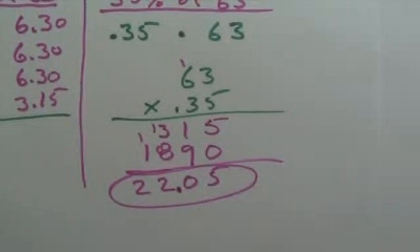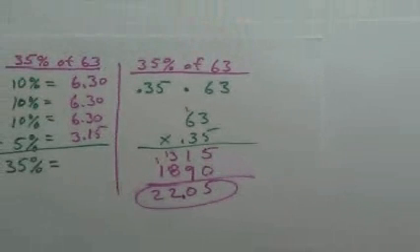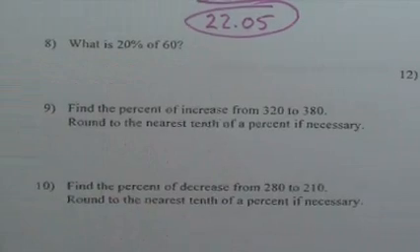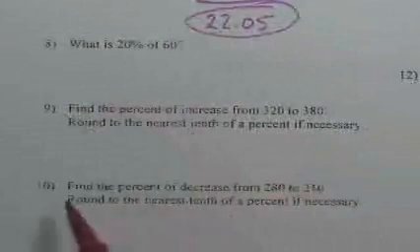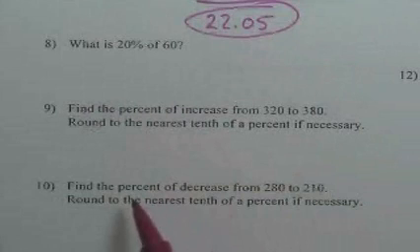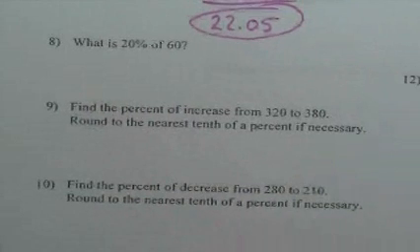22.05. Okay, so that is 35% of 63. You could do number 8, which is just like that. Number 9, you can do that one. I'll do 10, which is just like 9. I'll do 10 right now.